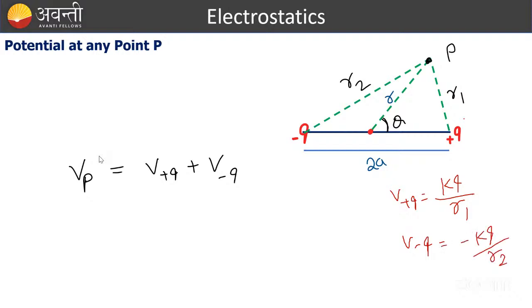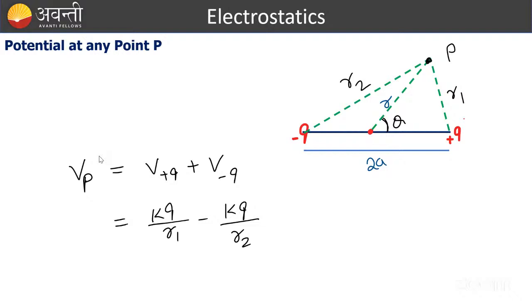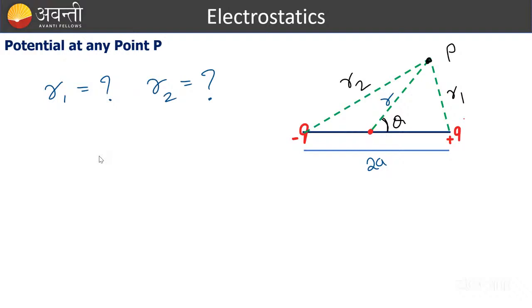Done है? R1 R2 we don't know it. ये हमें पता नहीं है. ये हमें R1 R2 को निकालना है in terms of theta and A. That we will do. ठीक है? So this is this. Now the task is to calculate what is R1 and what is R2. So for this we will apply one geometry.